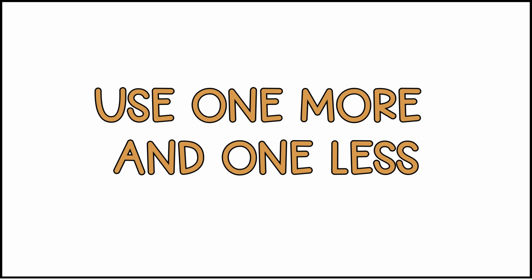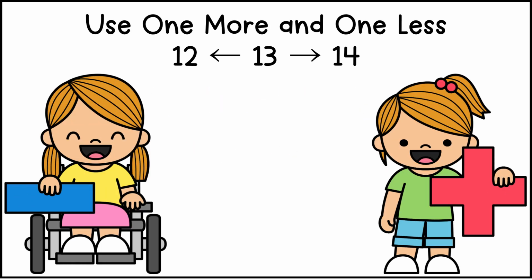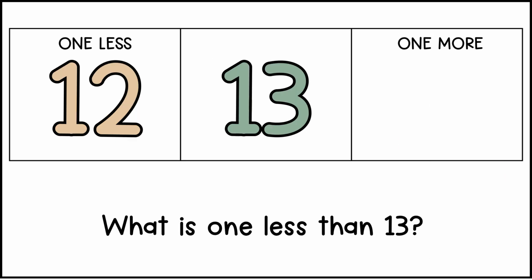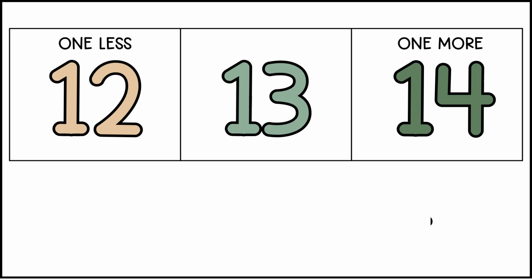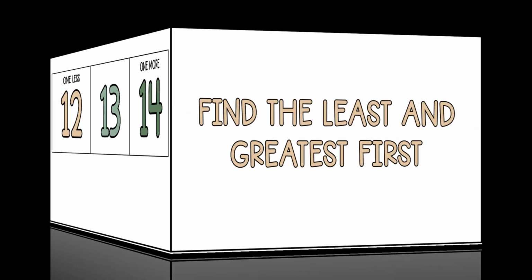The fourth strategy is connecting number order to 1 more and 1 less. Start with 13. Ask, what is 1 less than 13? What is 1 more than 13? Now we have 12, 13, 14. Students can immediately see the number sequence. Activities like this help students understand that numbers have predictable relationships with the numbers around them.